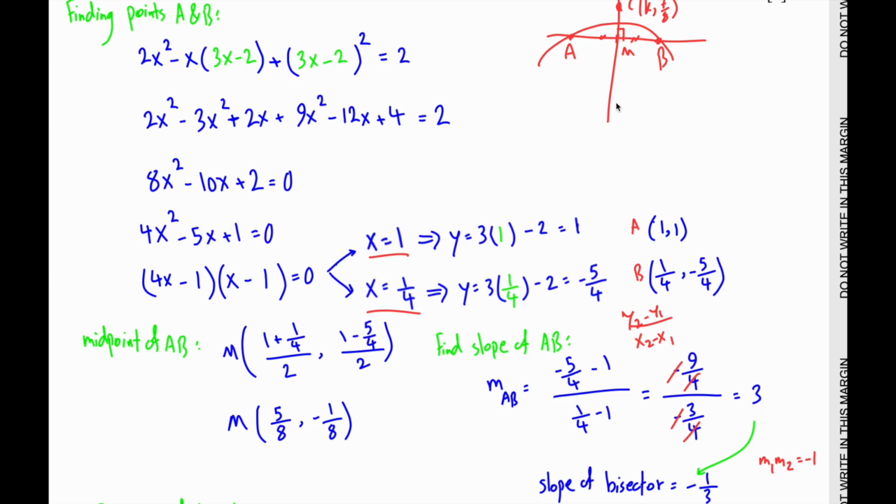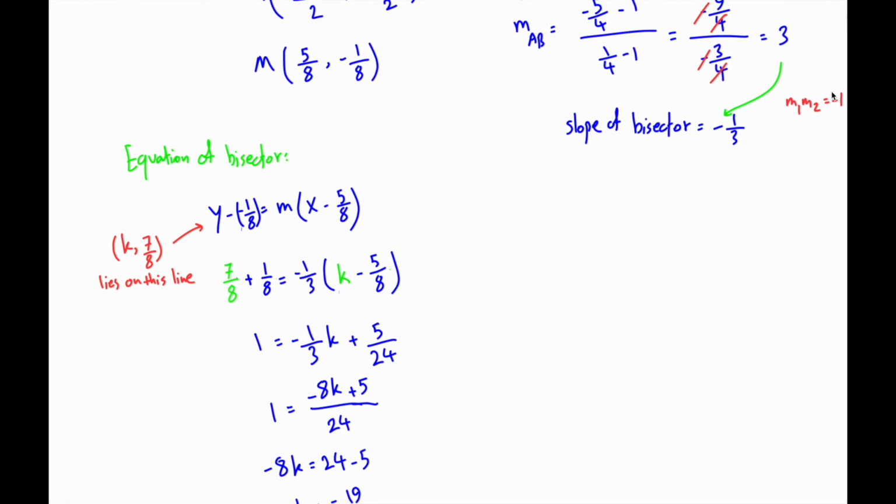But this is not the slope of the bisector. This is the slope of the line AB. The slope of the bisector, since it's perpendicular, applying this formula, should be the negative reciprocal of 3, which is negative 1 over 3. Now that I have the slope of the bisector as well as a point on it, which is the midpoint, I can go ahead and find the equation of the bisector using this famous equation: y minus y1 equals m times x minus x1. Well, m is negative 1 over 3. x1 and y1 are these two values respectively.